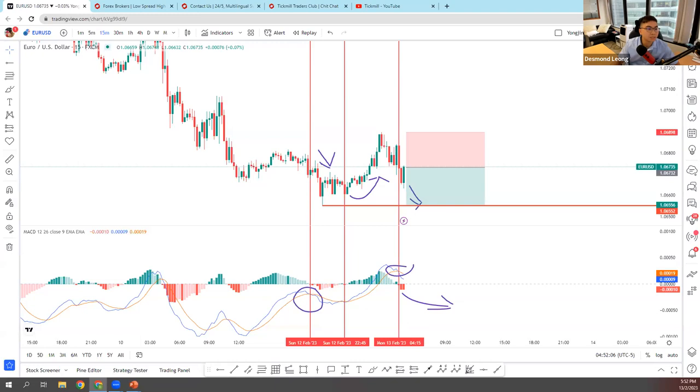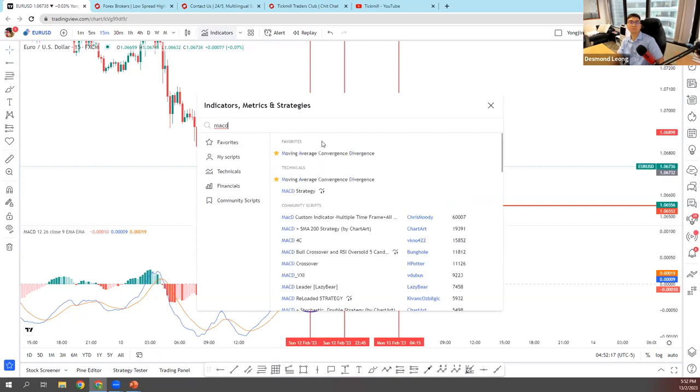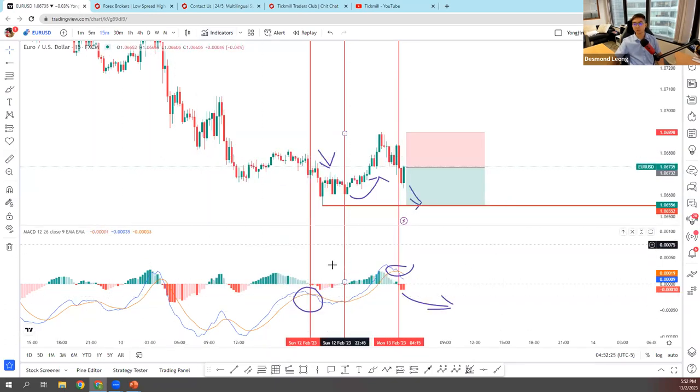Palanasimi, you asked how to set up the parameters. It's actually free. It's under indicators on TradingView. On the top right, you click indicators and type MACD. It's the moving average convergence divergence. You don't have to pay. Click on it and the settings will all be done automatically for you.